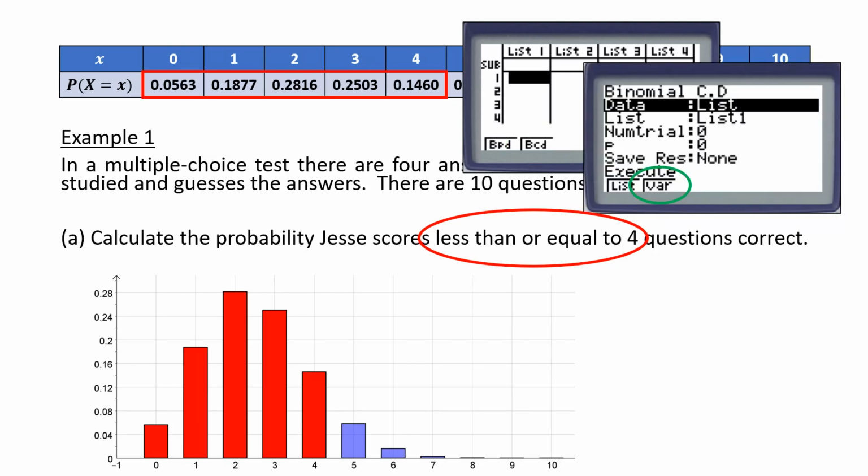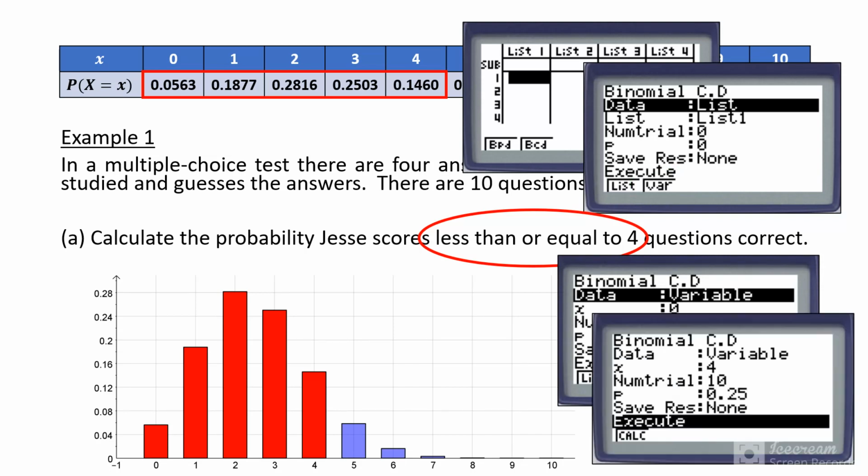We're going to go into variable data and we're going to enter in our parameters. Now have a look at what parameters we're going to enter. P is the probability of success, that's 0.25. There's one chance in 4 of getting it right. N is 10, that's the number of questions. And X, now X is the value we enter that adds things up.